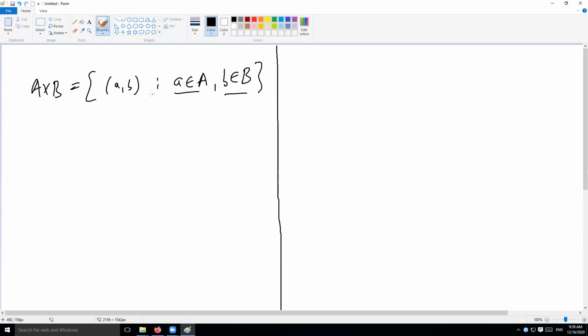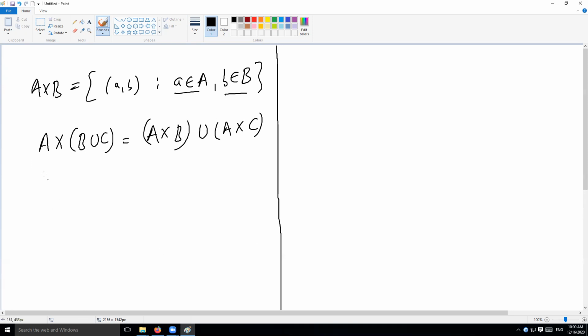So for example, I want to prove an identity that goes like this: the cross product of A with B union C is equal to A cross B union A cross C. Somehow you can say that the cross product distributes over the union.